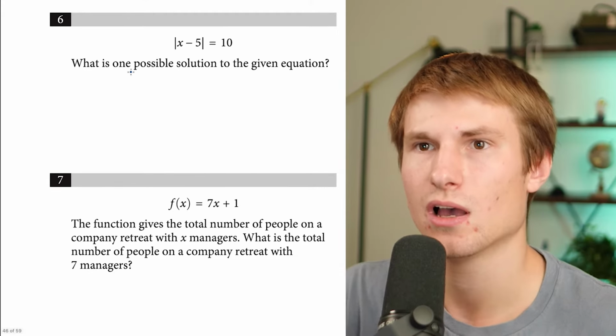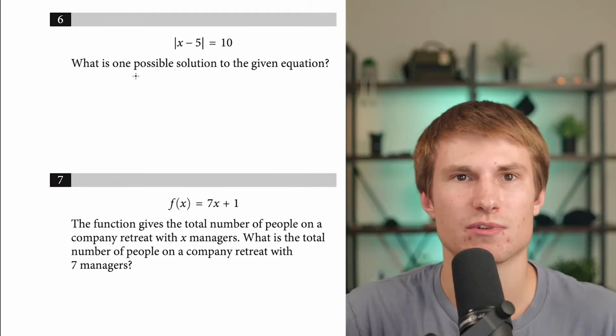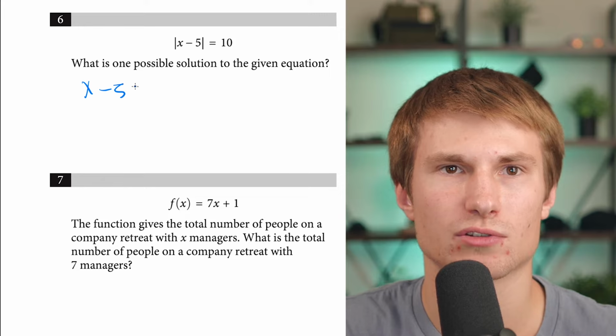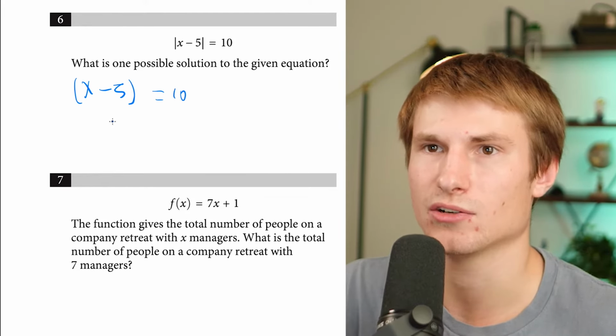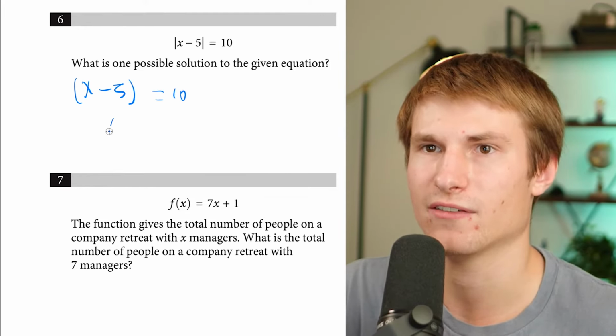That's really easy. What is one possible solution to the given equation? We have absolute value here. With absolute value, you can get 2 possible solutions. You only have to name one of them, but I'll show you both. First thing you'll do is start off by taking everything in the parentheses and leave it as is. You'll set it equal to 10. You'll add 5 to each side. You'll get that x must equal 15. So that's one possible answer.